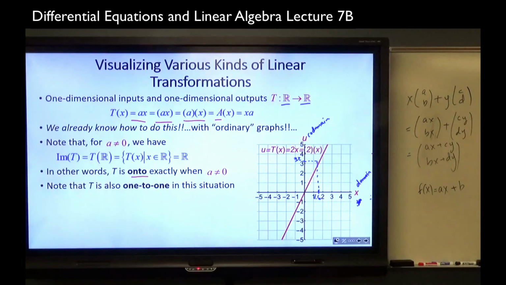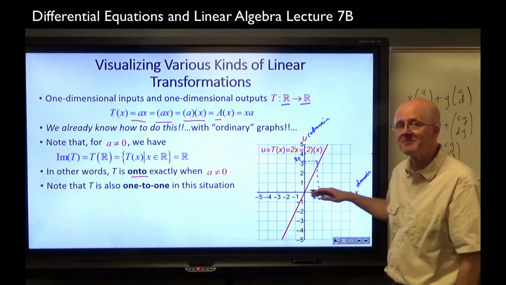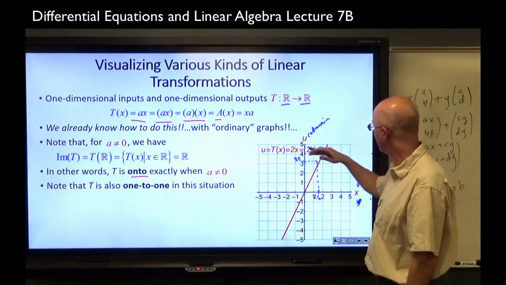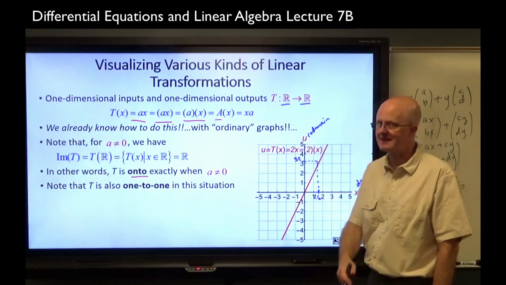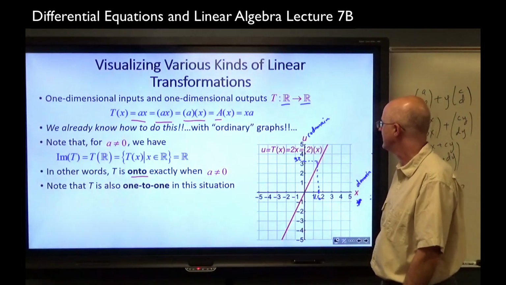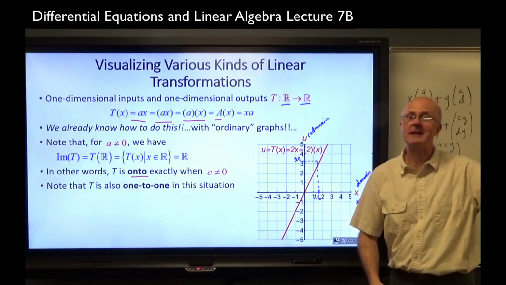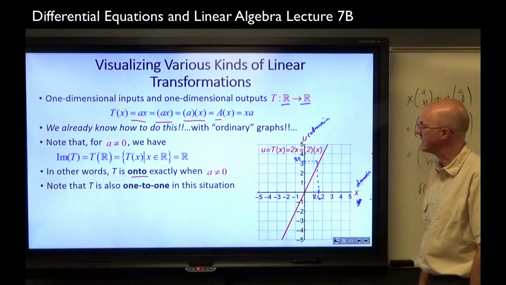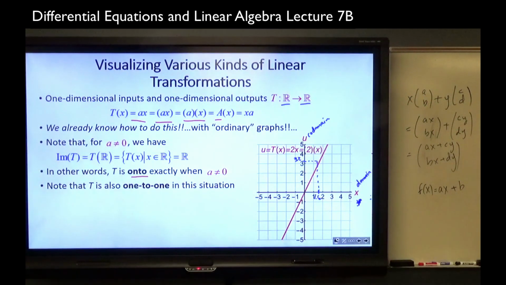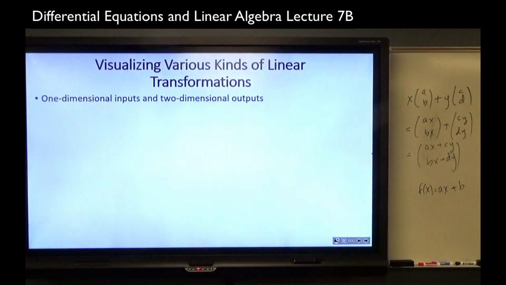T is also 1-to-1. You remember what 1-to-1 means? It means it passes the horizontal line test. Every horizontal line goes through it no more than once. That doesn't happen with something like x squared. Every possible output has exactly one input that gets mapped to it. Or at most one input, and actually exactly one in this case. Okay, these are going to be important words that we'll continue thinking about in the other examples. Next example, one-dimensional inputs and two-dimensional outputs. T goes from R to R2.